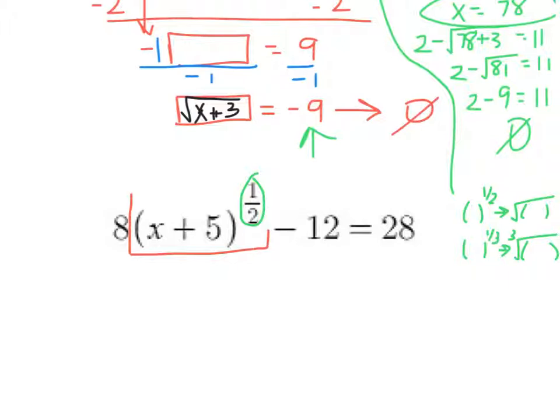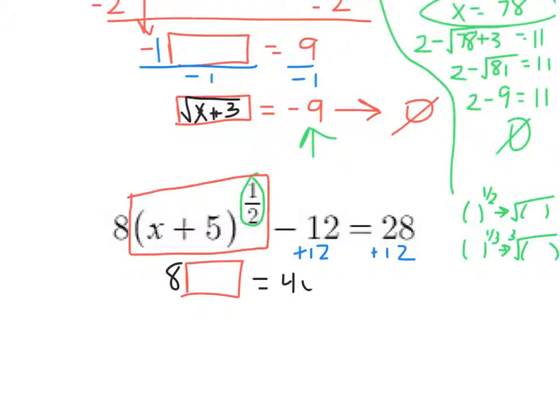So I'm going to blob my parentheses and the 1/2 and do the same thing I've been doing of getting it by itself. So add 12. So 8 times my blob equals 40. Get rid of the 8 by dividing. So my blob equals 5. It's equal to a positive, so I'm good to keep going.